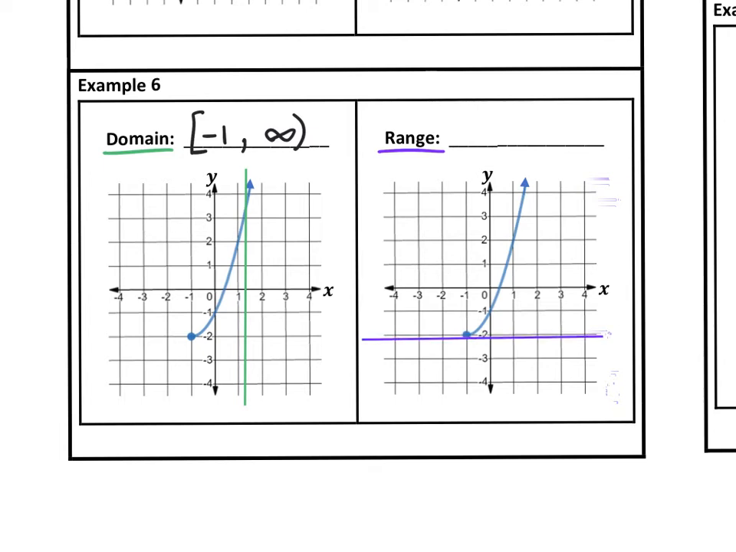And at what value do I make contact on the y-axis? At -2. Is that an open circle or a closed circle? It's closed, so I'm going to put a bracket, comma, and as I keep going up, I keep making contact with the graph, and I have this arrow again, so that means it's going to go towards infinity.